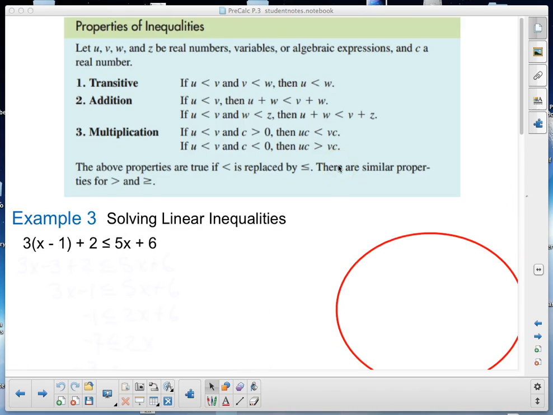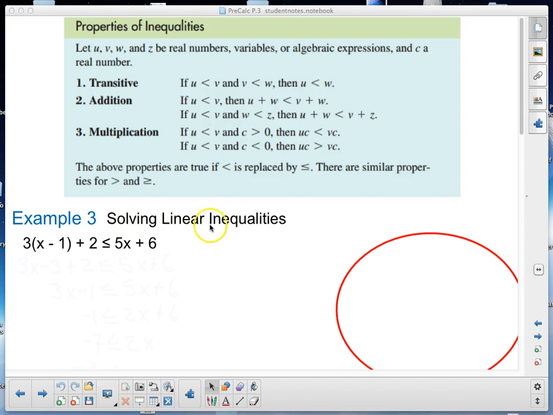So the above properties are true if the less than sign is replaced by the less than or equal to sign as well. There are similar properties for greater than and greater than or equal to. So it's real similar, the flavor's there. Just keep in mind it's the same stuff we've done before. It's just review, get it back into your head and dust off the shelves and clear out the cobwebs up there. So let's actually use one.